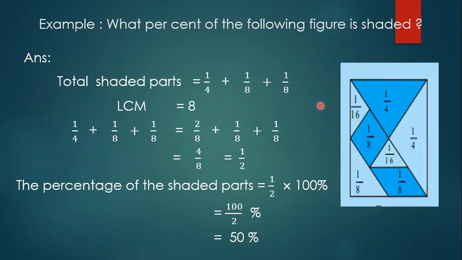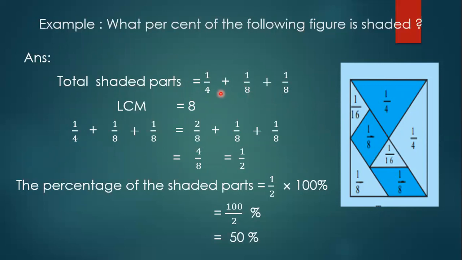Now, second figure, what percent of the following figure is shaded? Here the different fractions are given. Fractions with different denominators are given, right? Here it is 1 upon 4 and here it is 1 upon 8 and here again it is 1 upon 8. So we have to add the shaded parts. Total shaded parts we can take 1 upon 4 plus 1 upon 8 plus 1 upon 8. But here for adding, look at the denominators. All the fractions are having different denominators.